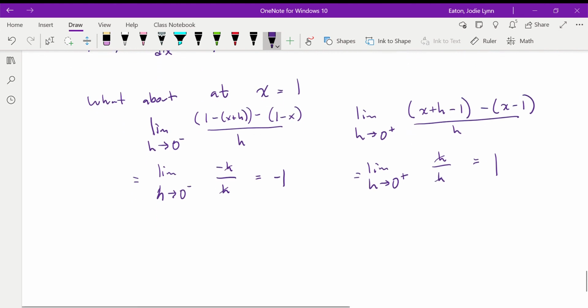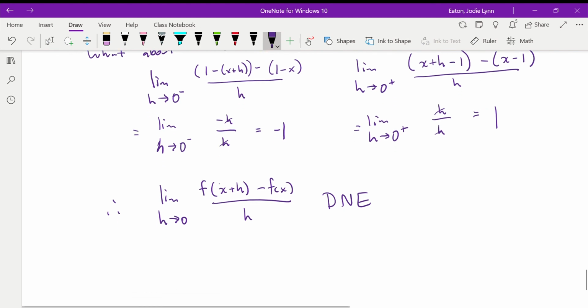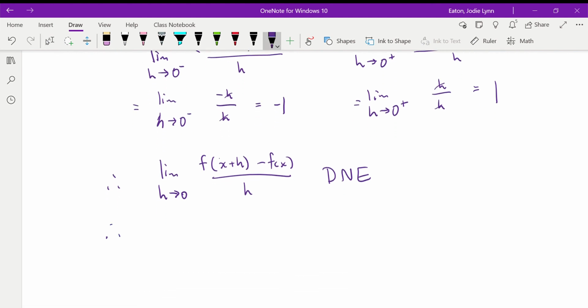Okay, we notice that these are not the same. Because the limit from below does not equal the limit from above, the limit as h approaches 0 of f of x plus h minus f of x all over h does not exist, because the limit from the right and the limit from the left are not equal. Therefore, the function is not differentiable at that corner point, the point where it switches, at x equals 1.